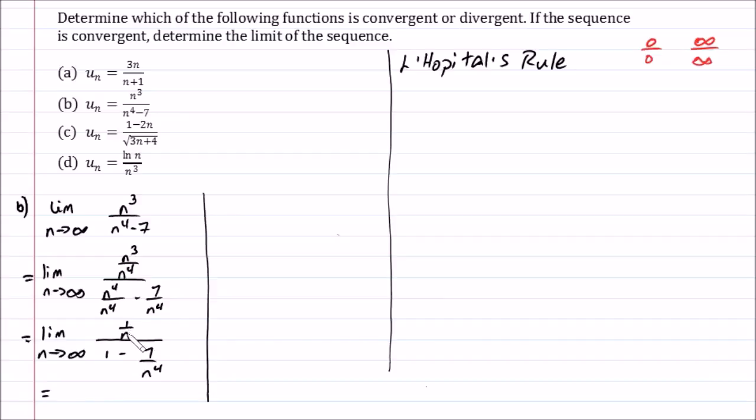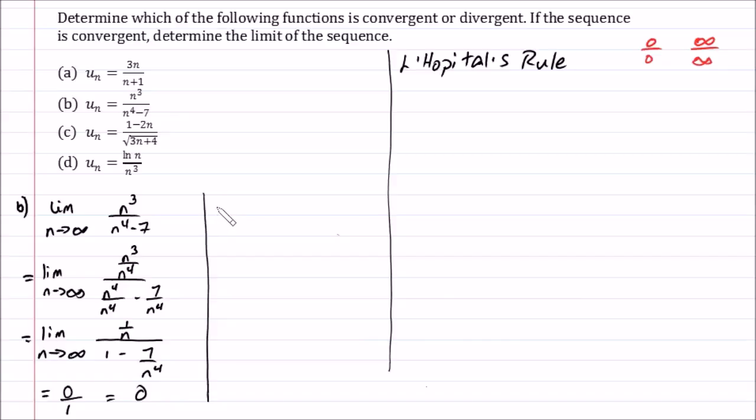1 divided by n, that's going to tend to 0 as n tends to infinity. So my numerator is 0. And let's see what my denominator is. Well, 7 over n to the 4, that's going to tend to 0, because for the same reason, as n gets really, really large, this fraction is going to get smaller and smaller and smaller. So it's going to tend to 0. So my denominator is 1. So my limit is actually 0.